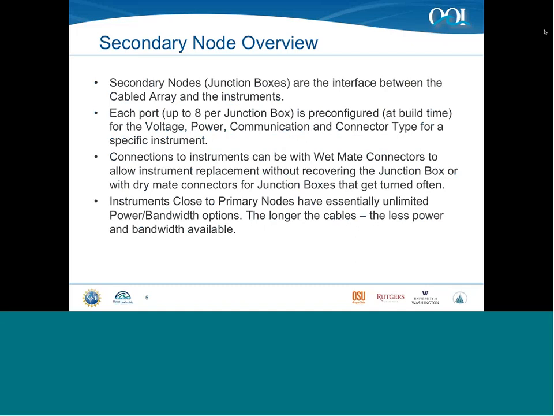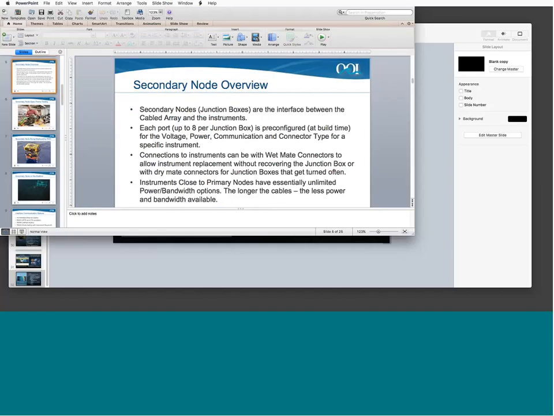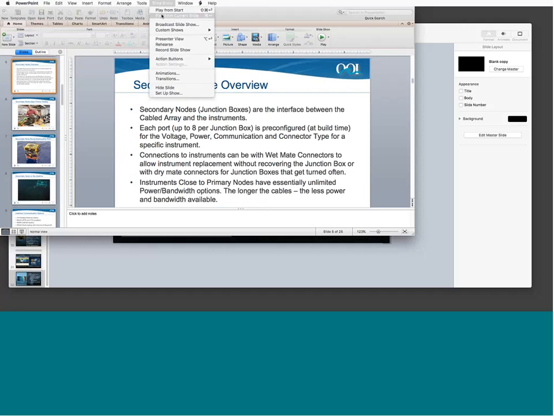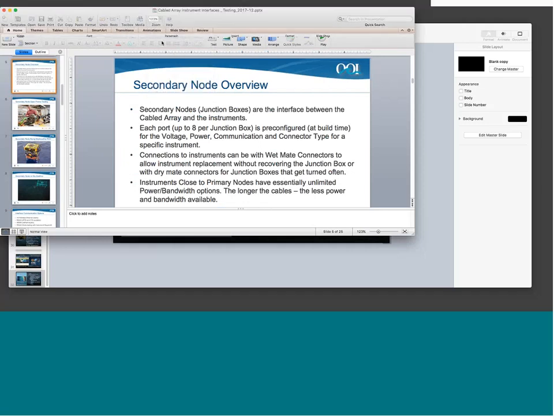What that means is that if you are going to add an instrument to the cable, we would work with you in advance to understand how we're going to power and talk to that instrument and make sure that we have a port that supports that specific configuration. Connections to the instruments can be made either with wet mate connectors or potentially they can be dry mated to a junction box, but that means that instrument has to ride up and down with the junction box itself.